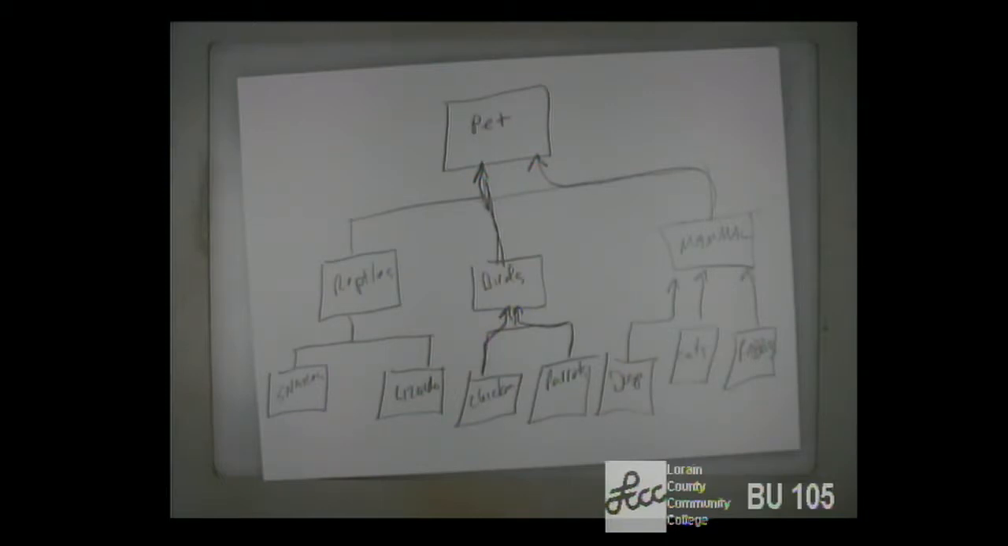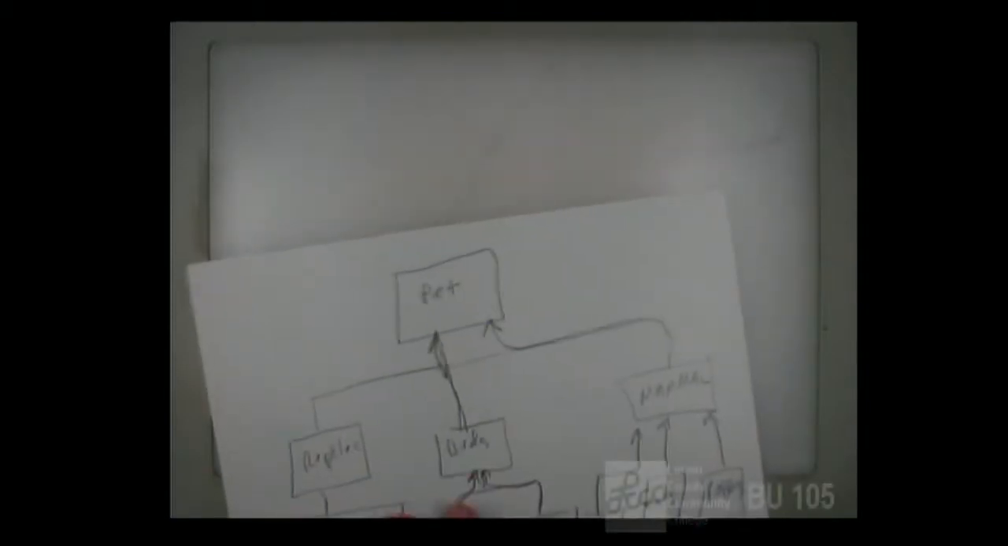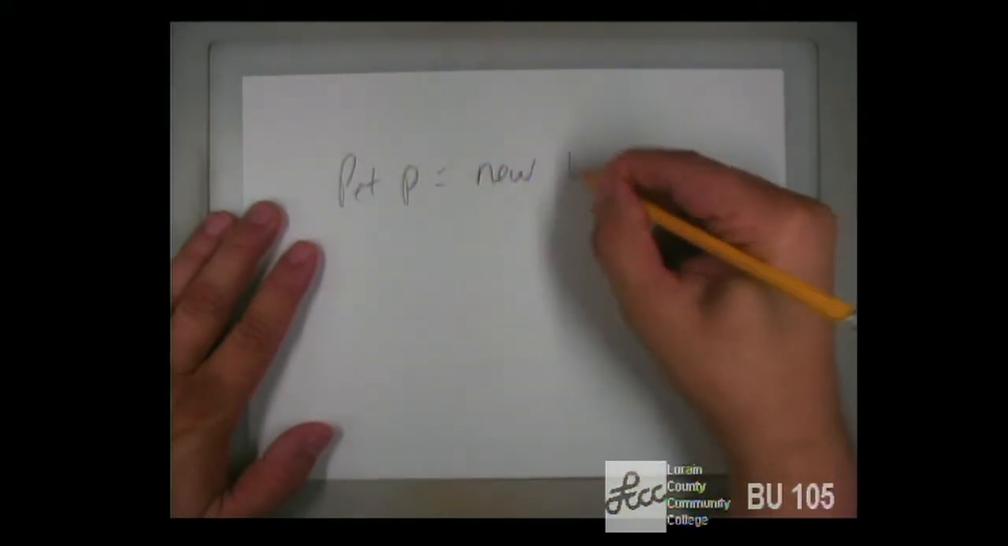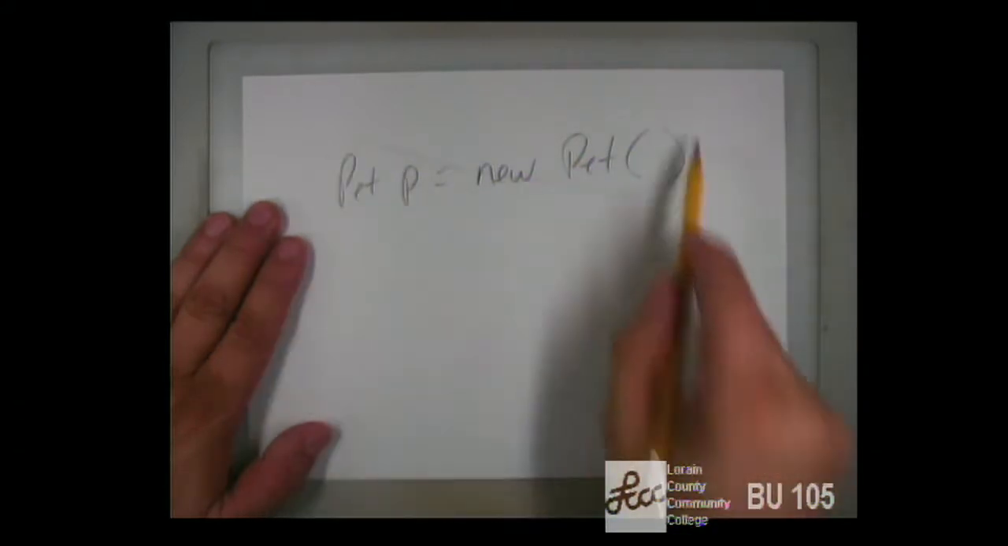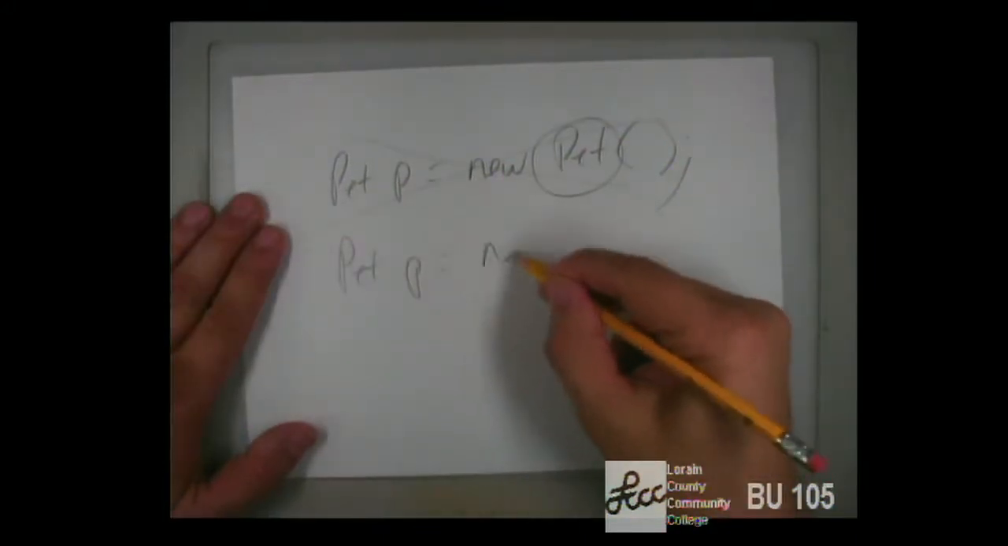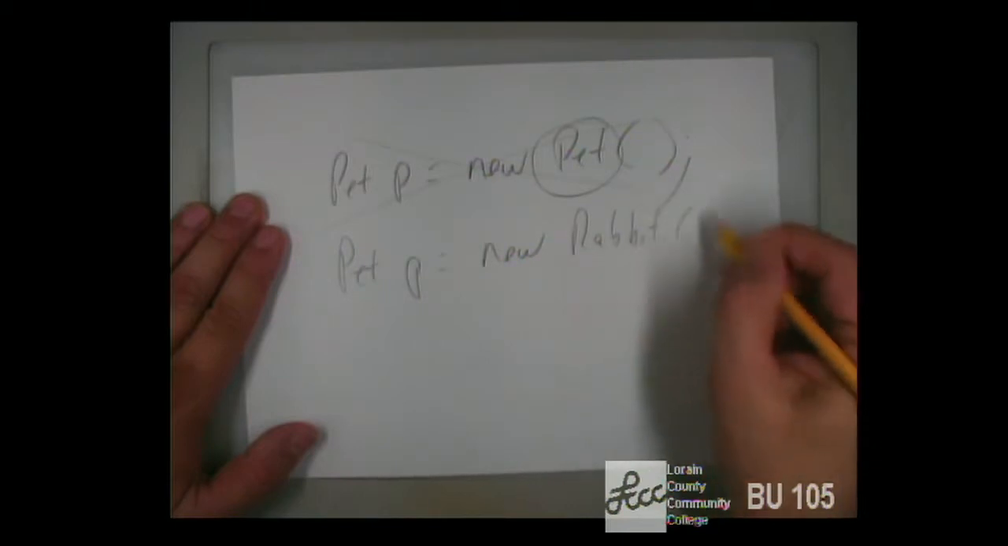In terms of object-oriented design, pet is called an abstract class. What does that mean, an abstract class? It means you cannot do this. I cannot say Pet p = new Pet, because pet is an abstract class. I could say Pet p = new Rabbit. So the difference between an abstract class and a regular class is you can't instantiate an abstract class. You can't make an instance of an abstract class.